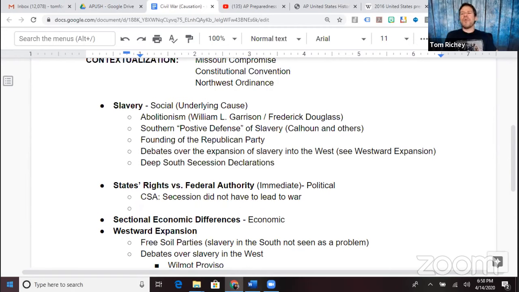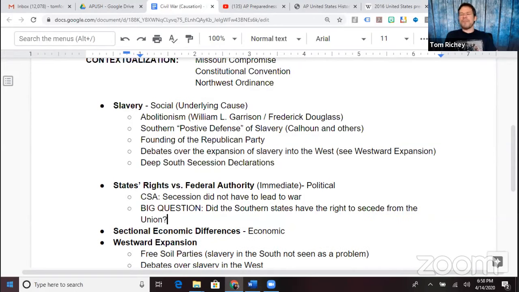And so the big question that led to Fort Sumter: did the Southern states have the right to secede from the Union? That's a big question. And remember that this is not addressed in the Constitution. It is not specifically addressed in the Constitution. Now, Southern states would point to the 10th Amendment.